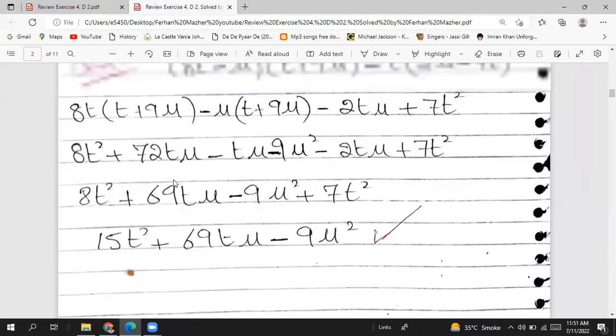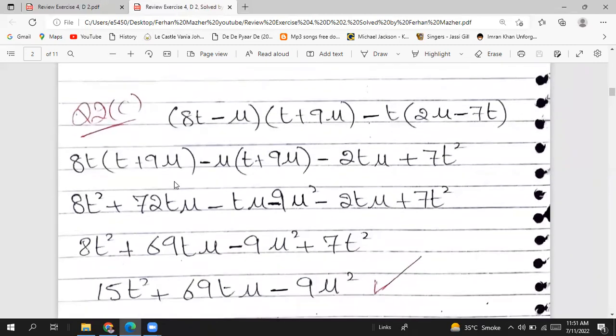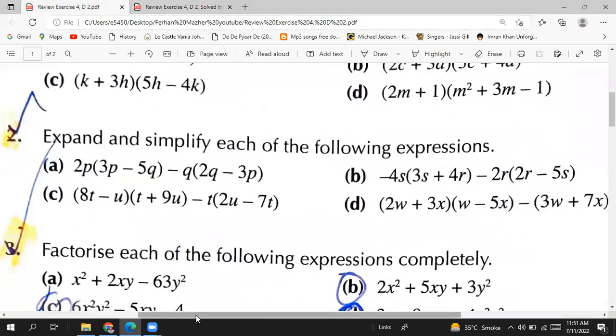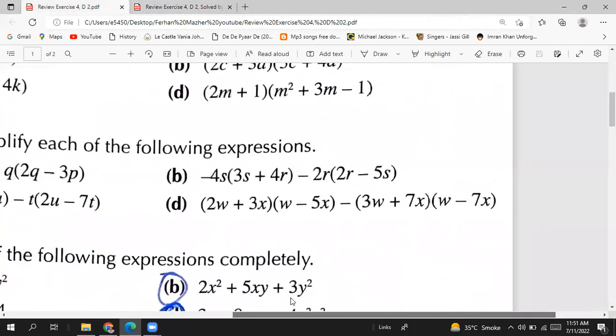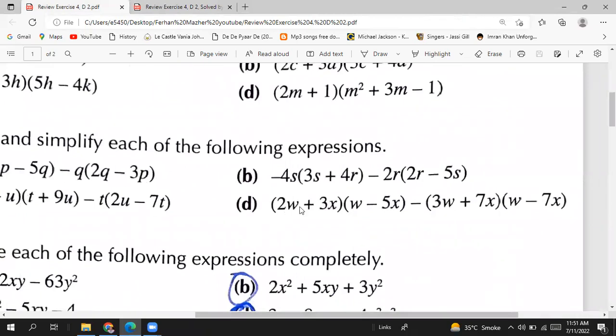Let me reduce the size so you can see the whole question. So the whole question is showing up on your screen, and I hope that you are able to do this question now. So question number 2 and it's D part. Here we have question number 2, D part.